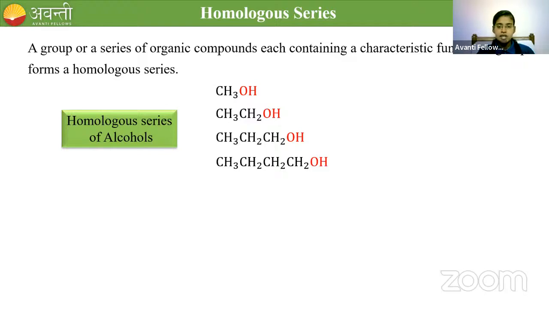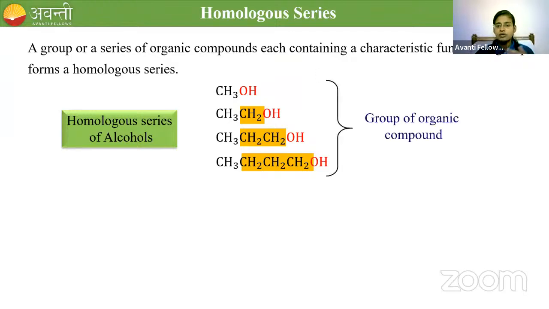So what is happening here? We are adding a CH2 group each time, so that we get a series of compounds. Here it is a group of organic compounds called alcohols. The different alcohols are formed by repeating the CH2 units. Okay, one more example.